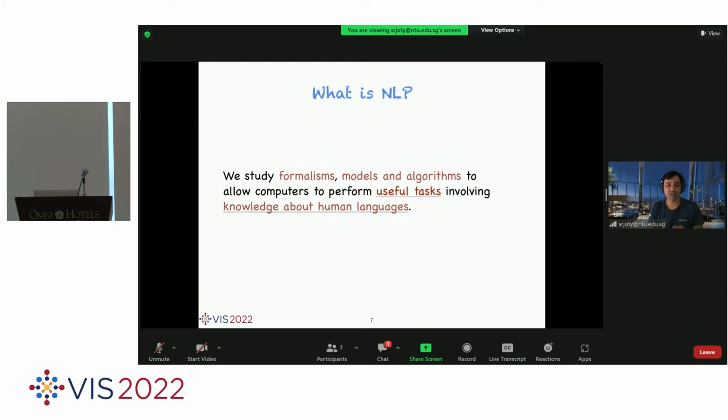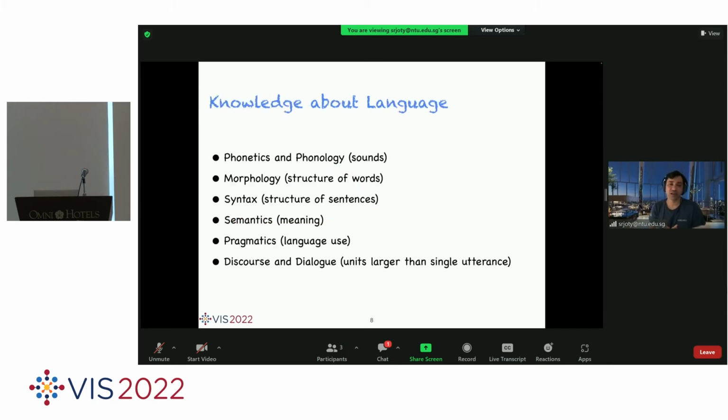Now let's zoom in on the second part: what kind of knowledge we are talking about here about human language. So when it comes to language, it has a hierarchy of knowledge that we can think of. If you're talking about speech, then we need to know the phonetics and phonology, which relates to the sound. Then when it comes to the word, we need to talk about the morphology or the tokenization. That means what is the suffix, what is the prefix, what is the root form of the word. That is what we study in morphology.